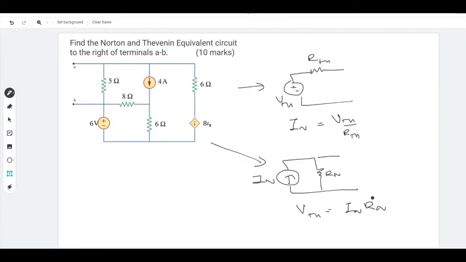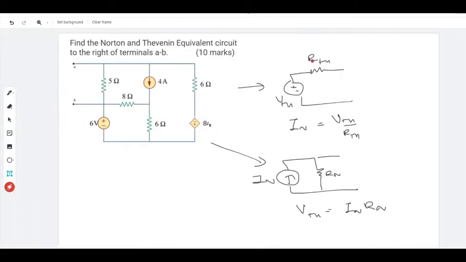So which way you prefer, whether you want to do Thevenin first or Norton first, it's up to you. For the solution, I'm just going to stick with doing the Thevenin equivalent, then I will use this equation here to find my I Norton to solve the Norton and Thevenin equivalent circuit. Alright, so here goes.